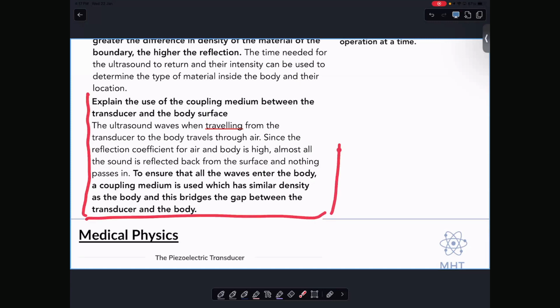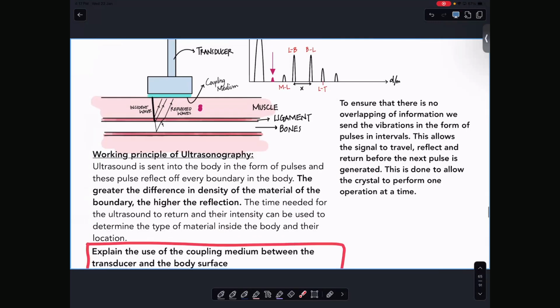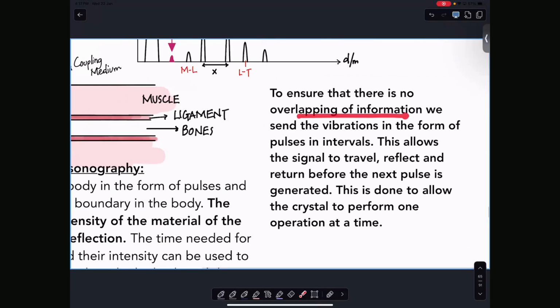এটা আমি একটু পরে explain করবো because we need the math to do this. And আরেকটা হচ্ছে to ensure there is no overlapping of information, we send vibrations in the form of pulses in intervals. This allows the signal to travel, reflect, and return before the next pulse is generated. This is done to allow the crystal to perform one operation at a time. The crystal can send or receive করতে পারে, send and receive করতে পারে না.